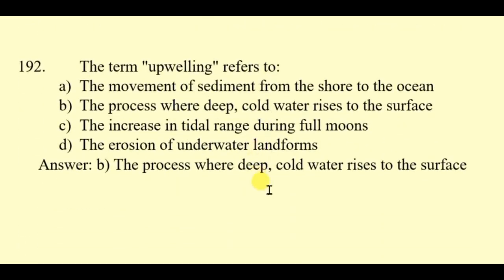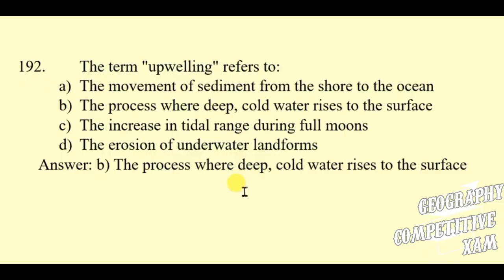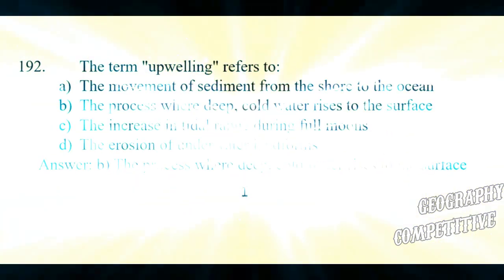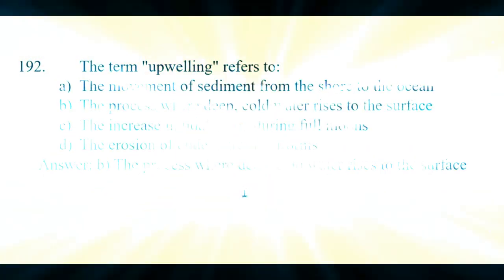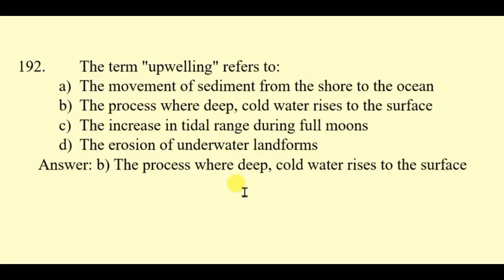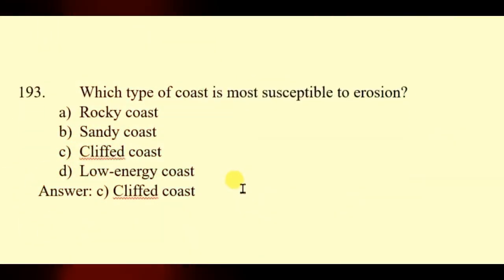Question 192. The term upwelling refers to the movement of sediment from the shore to the ocean, the process where deep cold water rises to the surface, the increase in tidal range during full moons, the erosion of underwater landforms. The right answer will be the process where deep cold water rises to the surface.